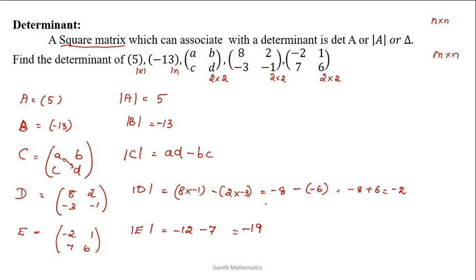So if you want to find the determinant of a matrix, it must be a square matrix. For a 2 by 2 matrix, you have to multiply the primary diagonal and the other diagonal, then find the difference of those. Okay, so this is known as a determinant.